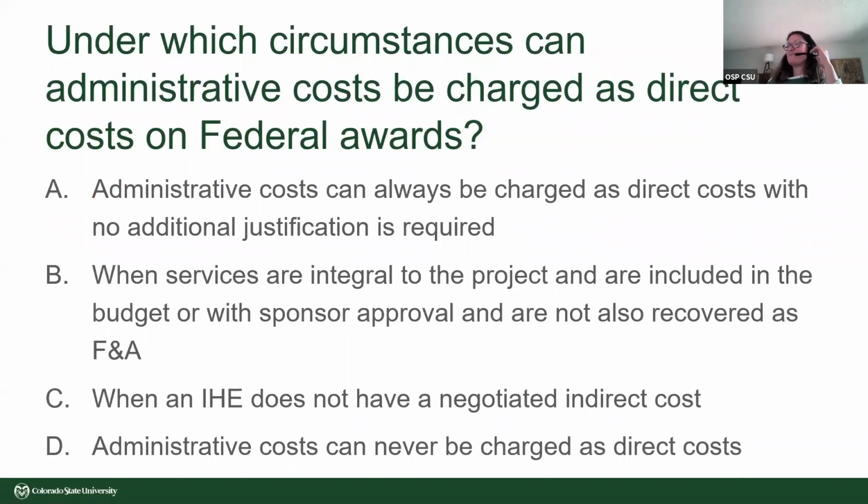Okay, under which circumstances can administrative costs be charged as direct costs on federal awards? A, they can always be charged. B, when services are integral to the project and included in the budget. C, when an institute of higher education does not have a negotiated indirect cost. Or D, administrative costs can never be charged. Which one do you think it is? A, B, C, or D?